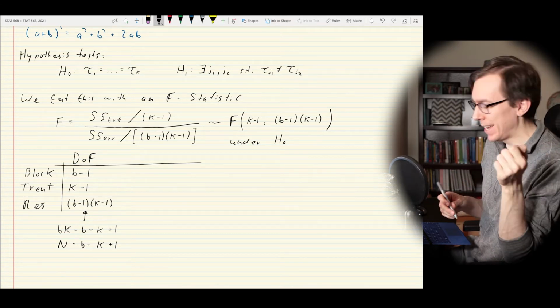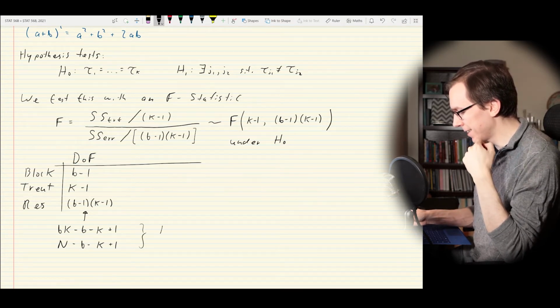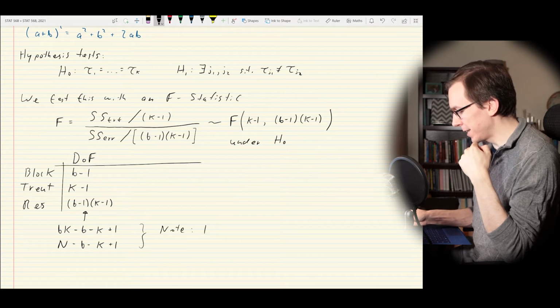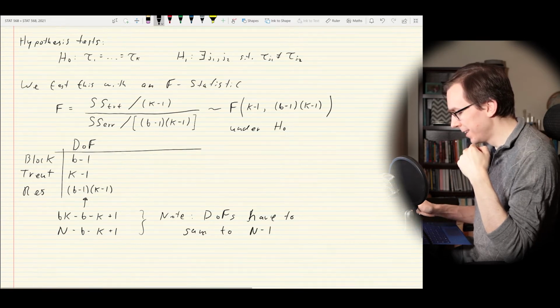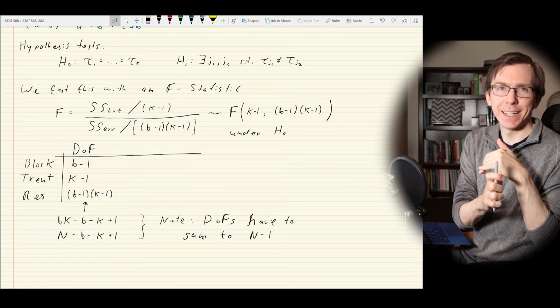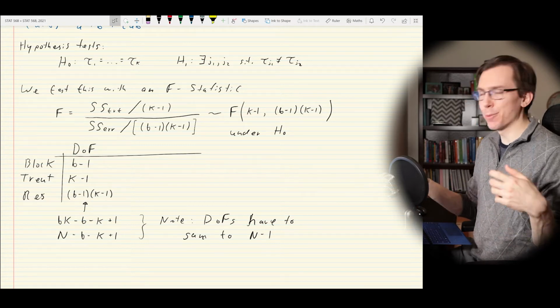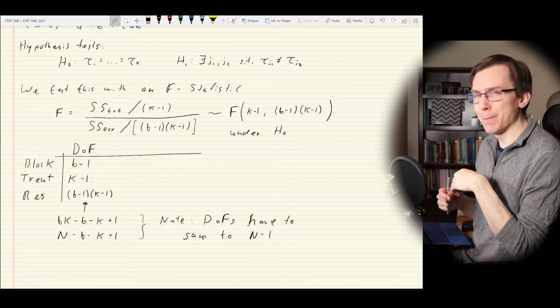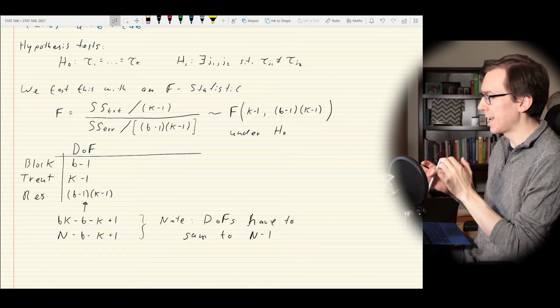Another way to look at that, if that intuition is still a little bit arcane, is to note that the degrees of freedom have to sum to N minus 1. So in a sense, I already have a b minus 1 and I have a k minus 1. And if I add that to this b minus 1 times k minus 1, the answer is b times k minus 1, or N minus 1, which is the degrees of freedom for the total sum of squares.